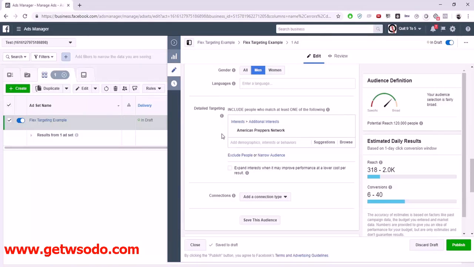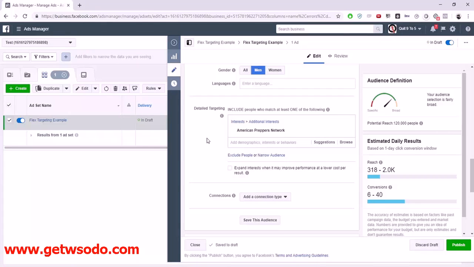So what do you do if you really want to test American Preppers Network? Well, you go find things that are similar to American Preppers Network, and then you stack them in here. So this is what's called interest grouping. So I actually did this grouping for Power Efficiency Guide when I first started running it, and the ROI was absolutely insane. I'm not sure if it's just because preppers respond really well to this offer, or if it's because nobody was doing this at the time, but it just worked extremely well.